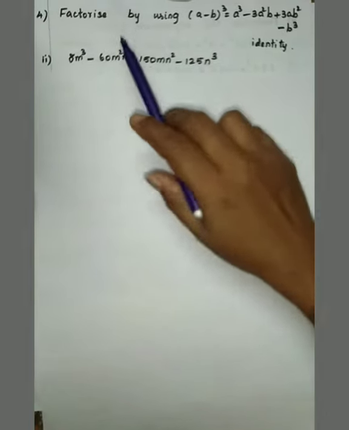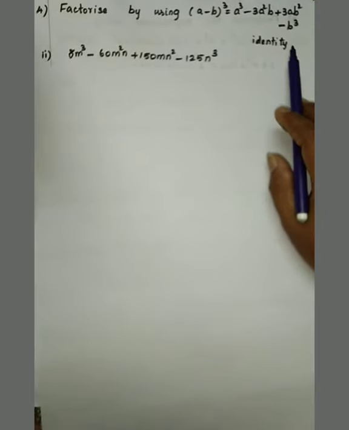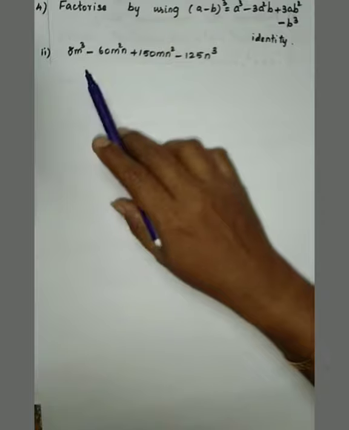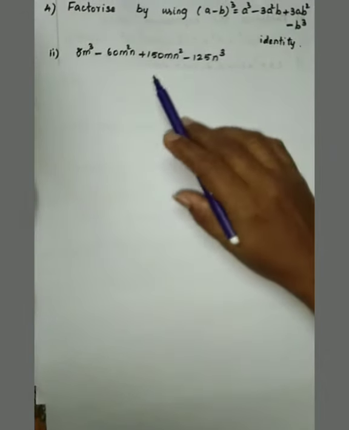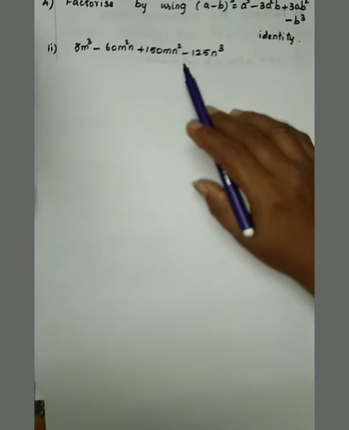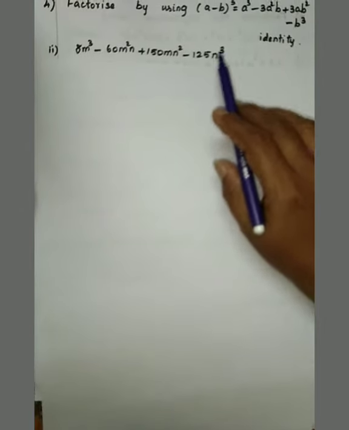Fourth problem, factorize by using (a - b) the whole cube equal to a cube minus 3a square b plus 3ab square minus b cube identity. Second subdivision, 8m cube minus 60m square n plus 150m n square minus 125n cube. Now look at the first and the last term because we are going to use the identity. So check the first and the last term.